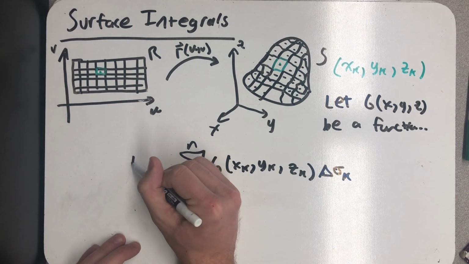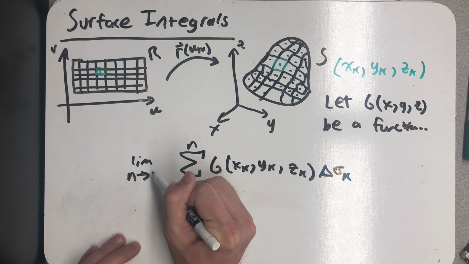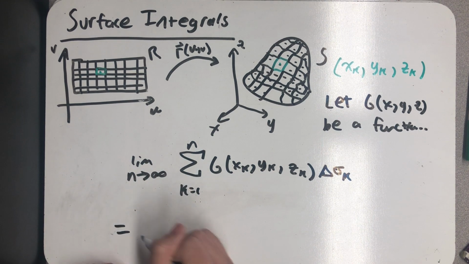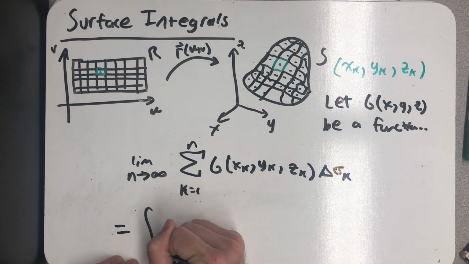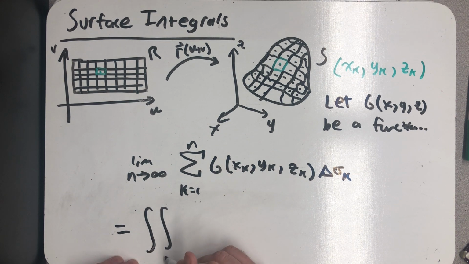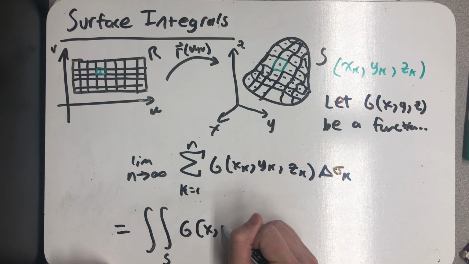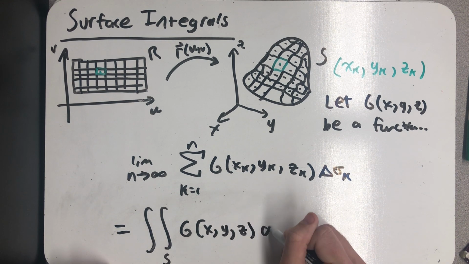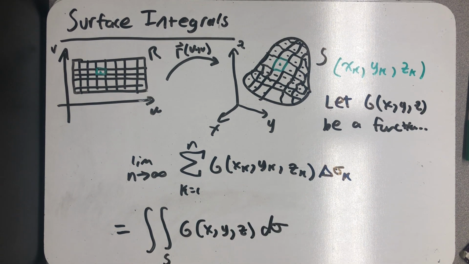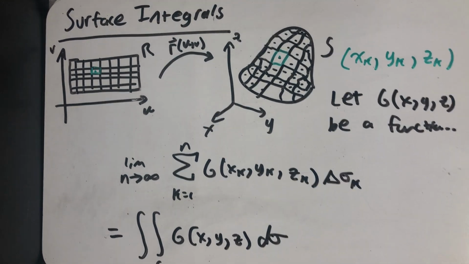To make it be the actual value, I need to take a limit as n approaches infinity. And this becomes my definition of a surface integral. This is the double integral over S of g of x, y, z d sigma. And so it's much like the area integrals we were doing before, but now we just have an integrand. And of course, this isn't very well a computational formula, but we can turn it into a computational formula just by substituting in the vector function and using what we know about d sigma.